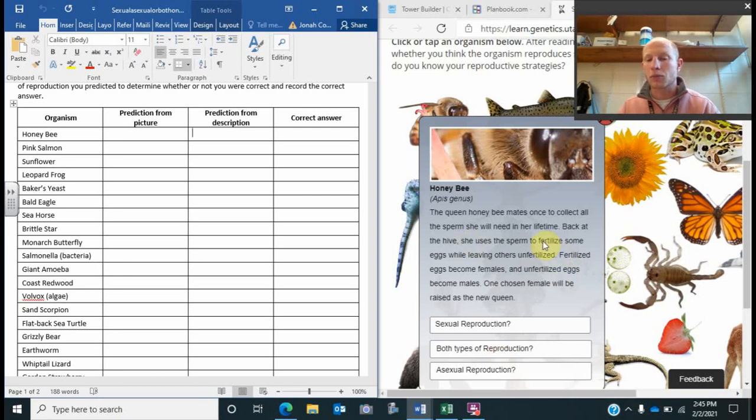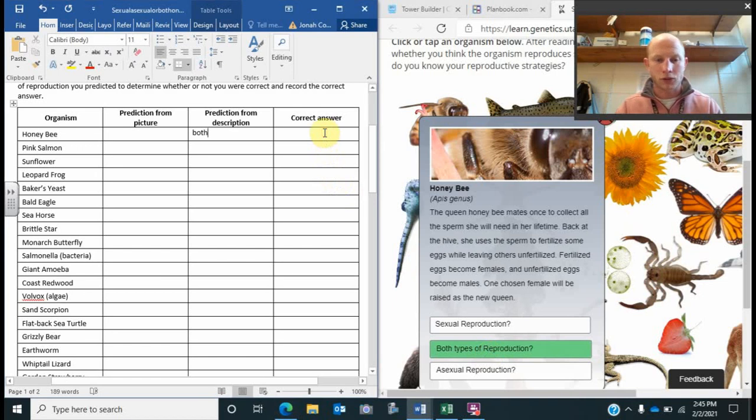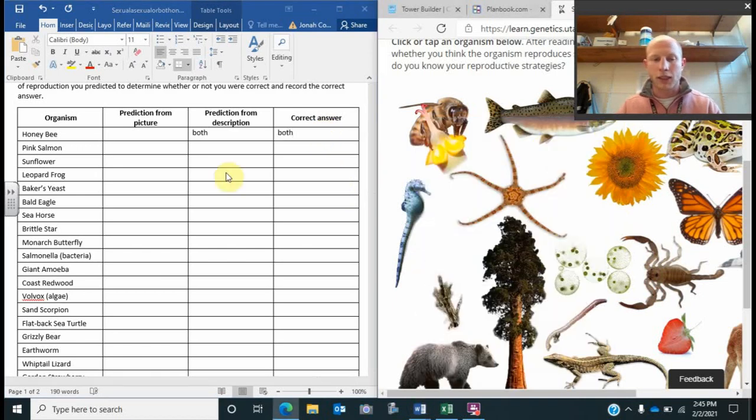Then that must mean that part is asexual. So there's a sexual component here, fertilization, and there's an asexual component to this too, and that's the unfertilized egg, meaning there's one parent contributing the DNA, in this case the queen bee, but there's no sperm going into it. So I would go ahead and guess, let's say both. Okay, and now let's check our answer. Okay, both. So here's the correct answer. We were right.